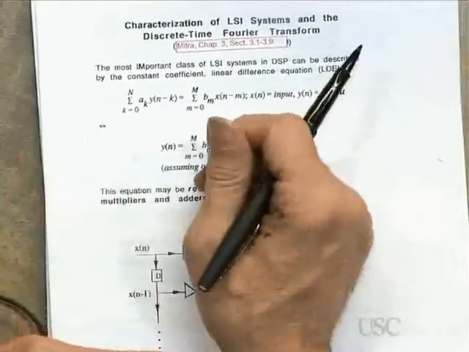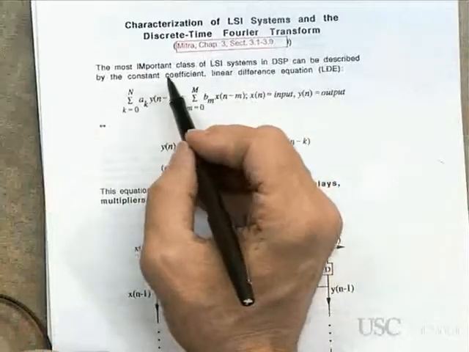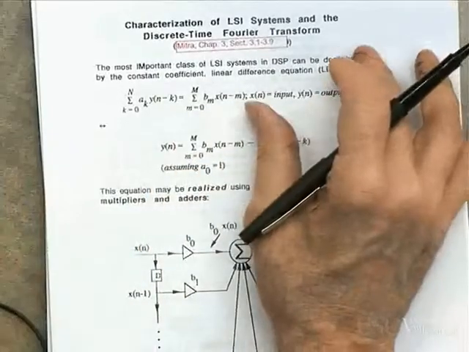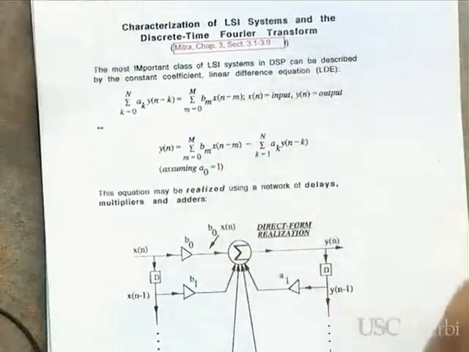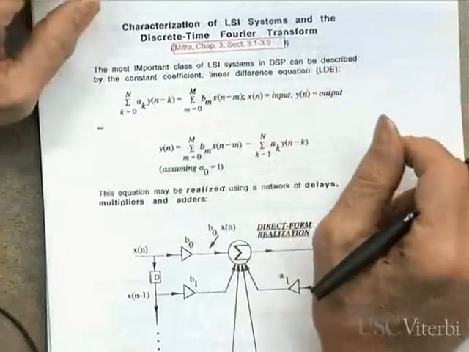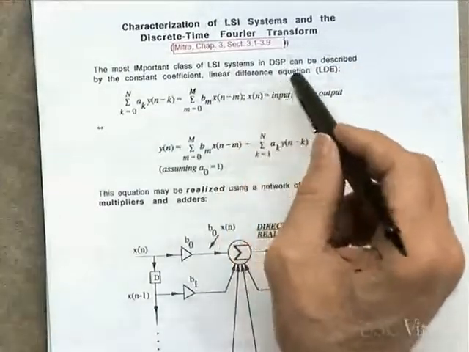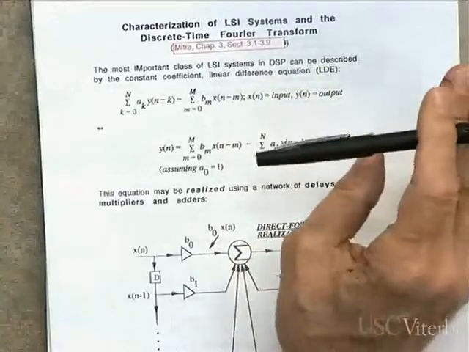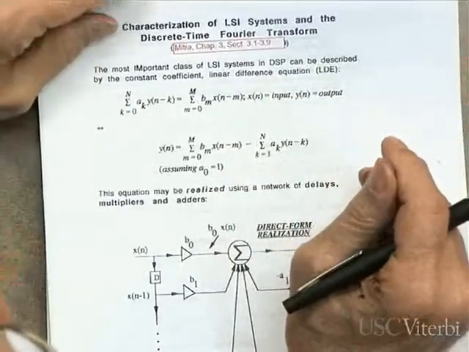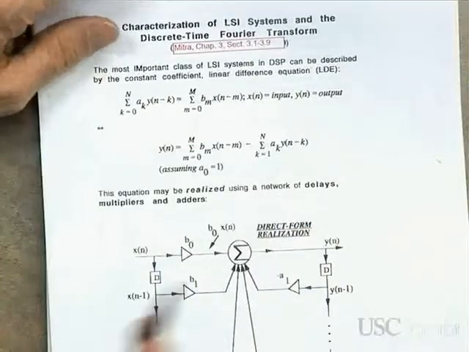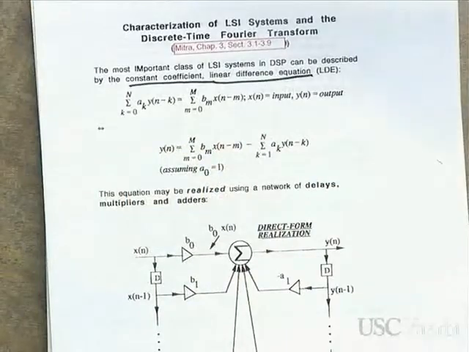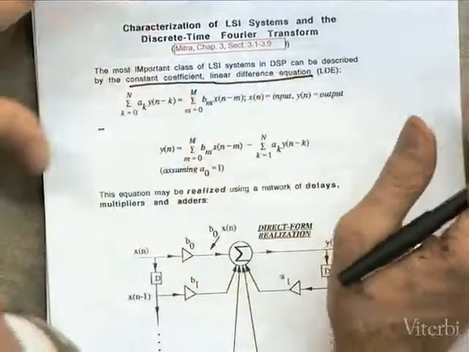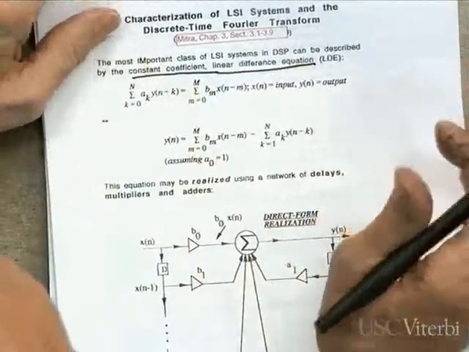Okay, so let's talk about the most important class, not the only class, but the most important class of linear shift-invariant systems in DSP. I told you they can be characterized in terms of their impulse response. Well, this is a different way of characterizing an important class of linear shift-invariant systems. It can be described through something called the constant coefficient linear difference equation. Those will form the basis of all, or almost all, of the digital filters we will discuss in this class.